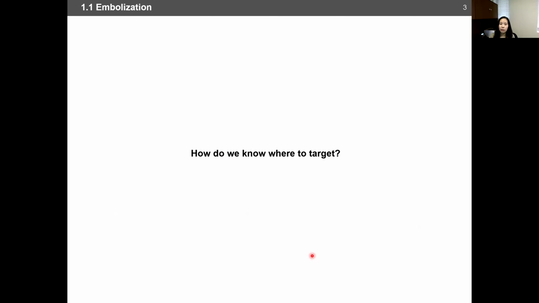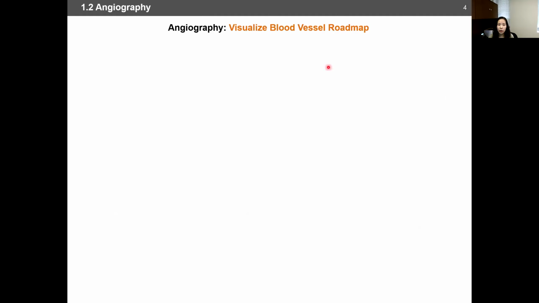So here's the thing, before getting to the main science, I want to explain how do we know where to put the tip and where do we deploy this agent to know where to exactly target. And this has to do with what we call angiography. In other words, it's a real-time X-ray.